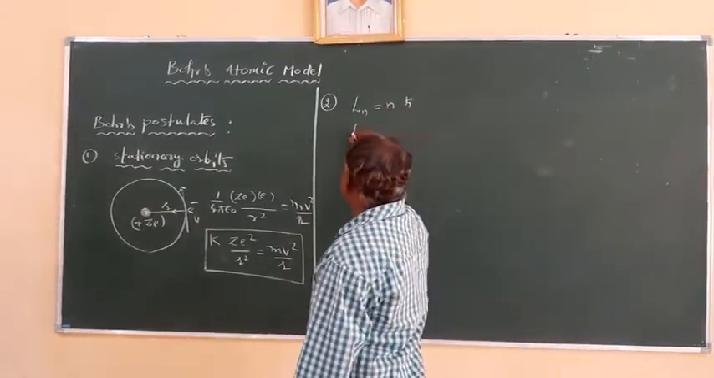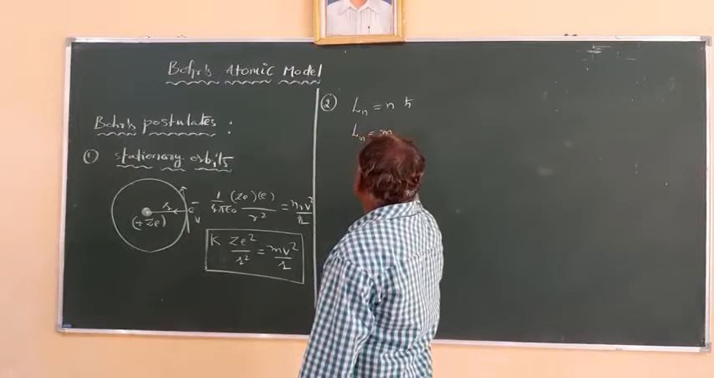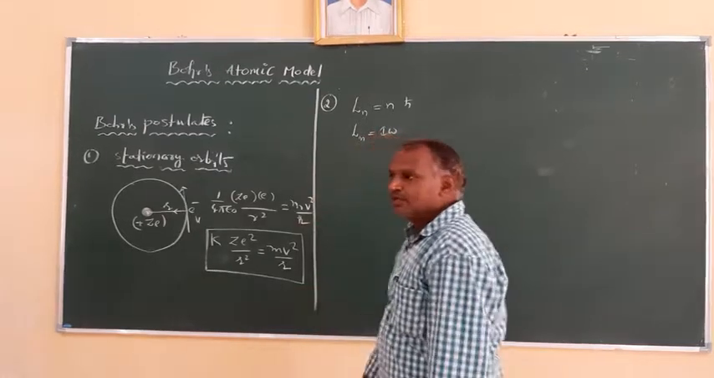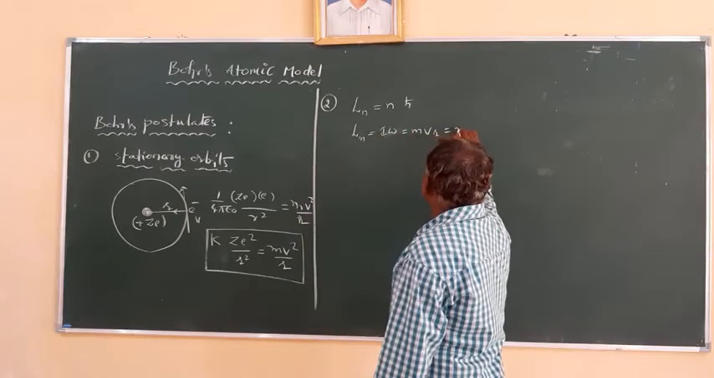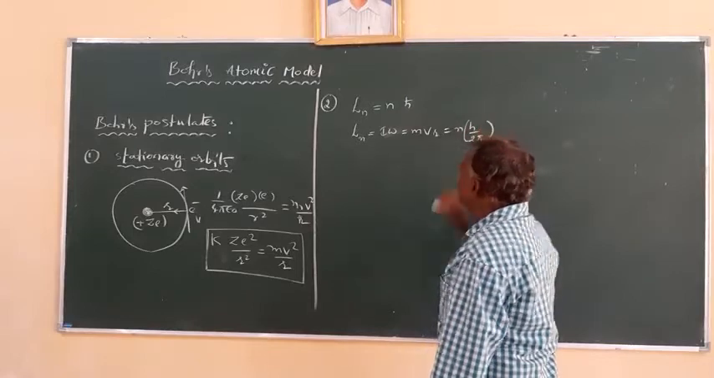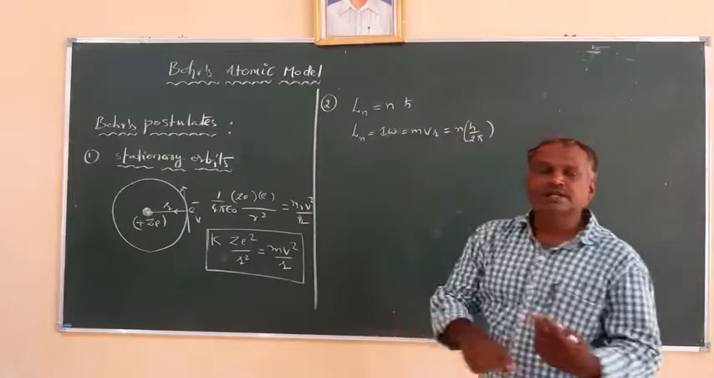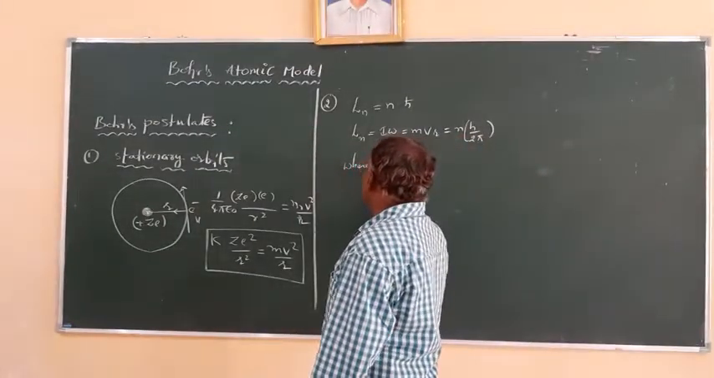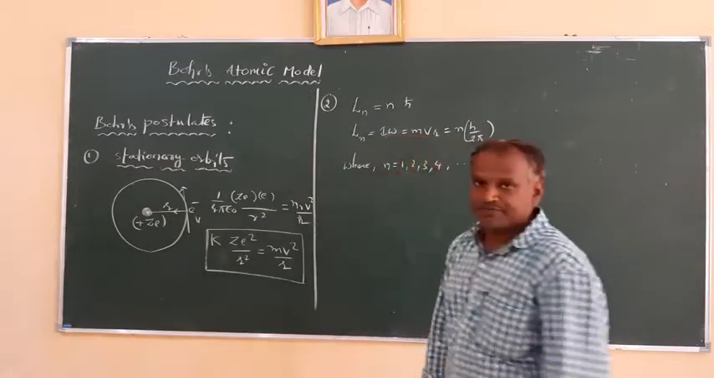So the angular momentum of an electron in the nth orbit can also be written as I omega, and also you can write m v r. This is equal to n h cut. H cut is nothing but h upon 2 pi. Here n is an integral multiple, starting from 1, that is, n is equal to 1, 2, 3, 4 and so on.